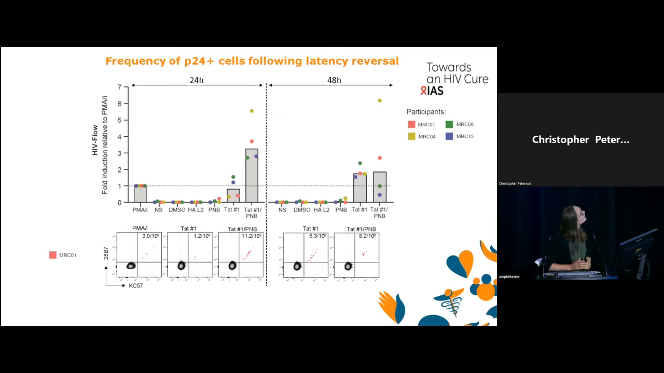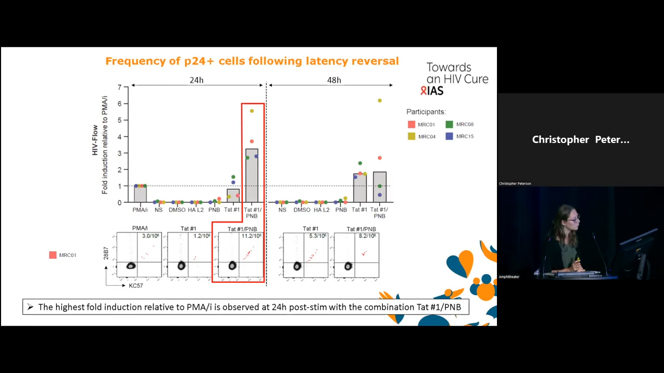We also assessed the frequency of P24 positive cells following latency reversal using this HIV flow assay. Those results are represented as a fold induction relative to the positive control PMA ionomycin. What you can observe is that the highest fold induction relative to PMA ionomycin is obtained at 24 hours post-stimulation with the combination of the TAT compound plus panobinostat. If you look at the example of this participant, Mercury01, when you stimulate the cells with PMA ionomycin, you obtain a frequency of around 3 P24 positive cells per million cells, which is quite low. When you stimulate with the TAT compound plus panobinostat, you can reach a frequency of 11 P24 positive cells per million CD4 T cells. So this is really increased compared to the PMA ionomycin.